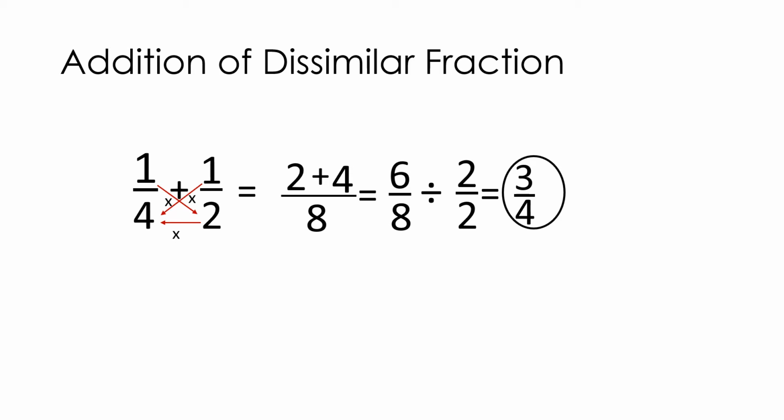Again, to do the addition of dissimilar fractions, multiply the denominators to get the value of the denominator. Then to get the value of the numerators, cross-multiply the first numerator to the second denominator. Then copy the plus sign. Cross-multiply the second numerator to the first denominator to get the second value of the numerator. Reduce the answer to its lowest term if needed. Understand? Very good.